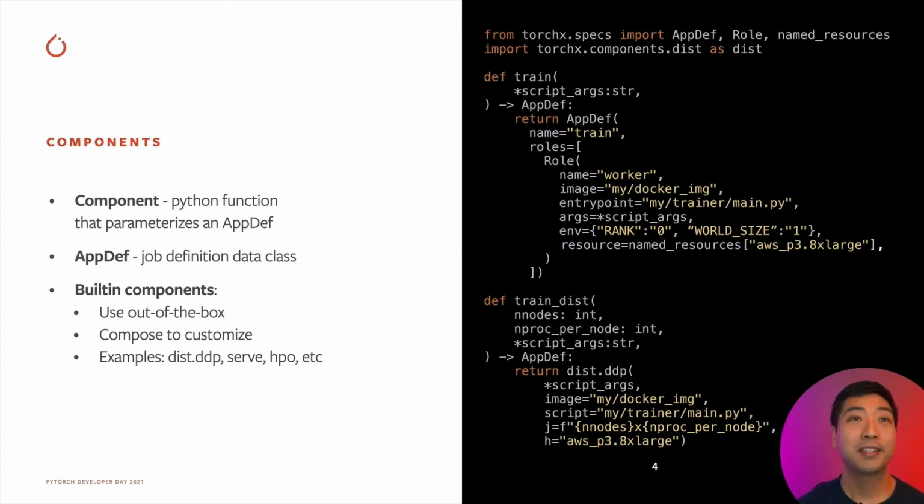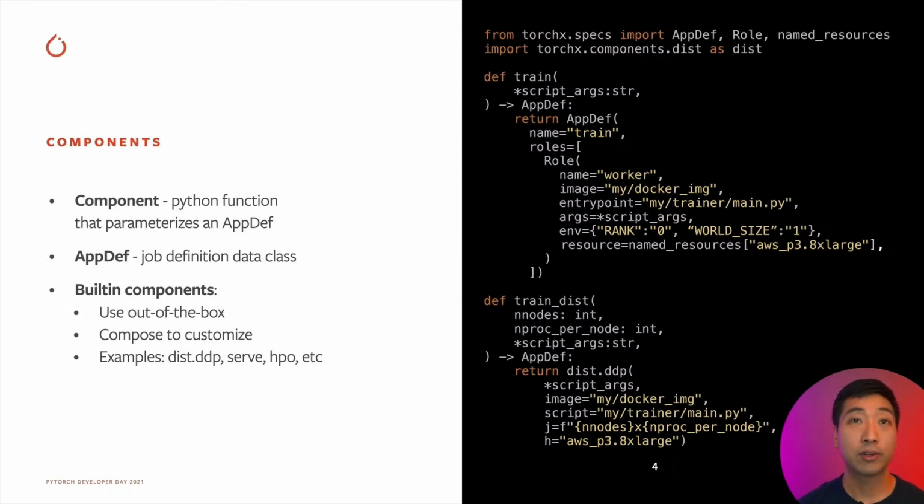Train specifies a single node job that runs the entry point my/trainer/main.py in a container created from image my/docker image. Additionally, it sets environment variables, rank and role size, to 0 and 1 accordingly. It also requests that these containers run with resource requirements equal to those of a P3 8x large instance type on AWS. On the other hand, train dist is a distributed data parallel version of train, where we ask the scheduler to run n nodes number of containers, each container running n proc per node number of trainers.